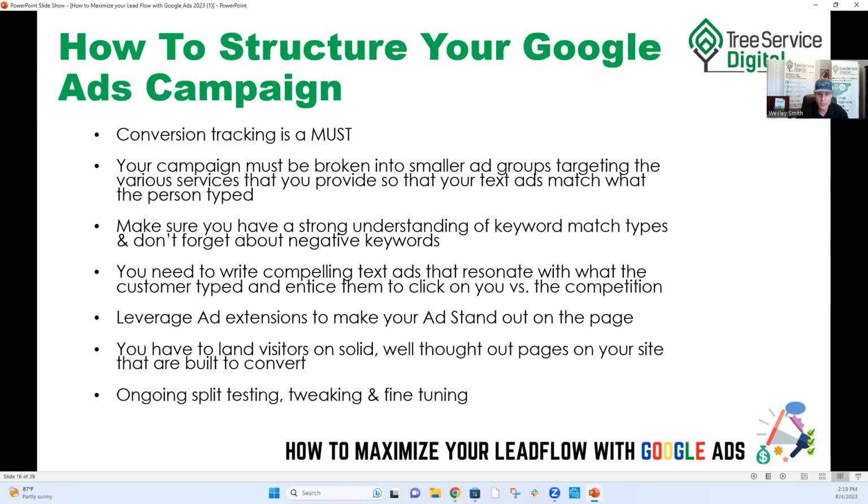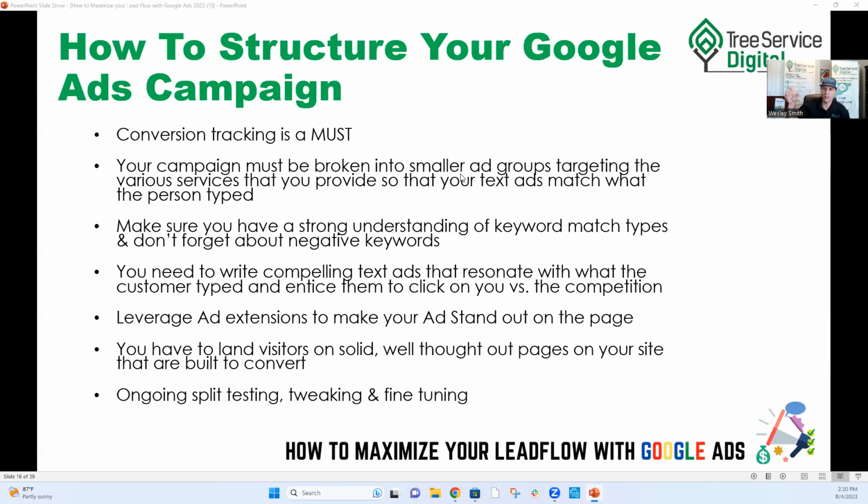Your campaign must be broken into smaller ad groups targeting the various services that you provide so that your text ads match what the person typed in. So that's really, if you have the ad groups and everything there, you're going to do a lot better online. Make sure you have a strong understanding of keyword match types, and don't forget about negative keywords. So negative keywords are big in the tree service space. You want to make sure you add things like Christmas trees, Dollar Tree, things like that people are typing in that are not going to be looking to hire a tree service company.